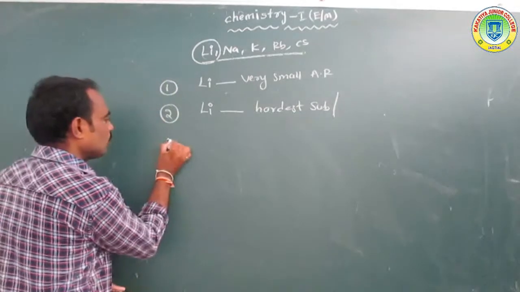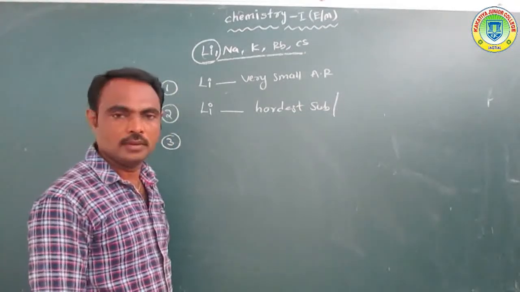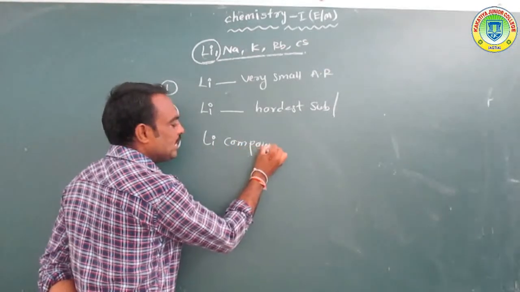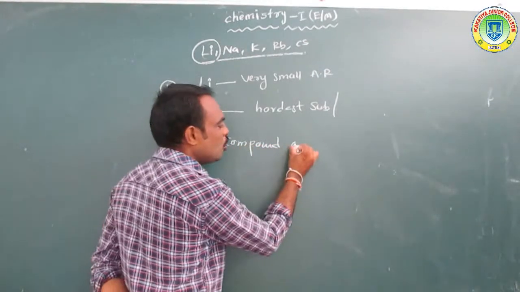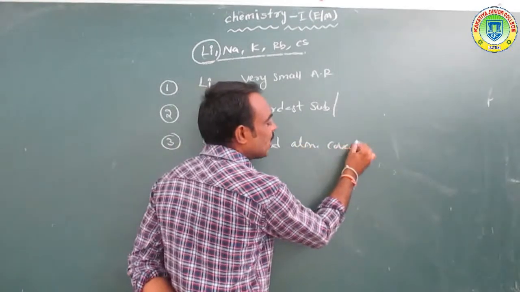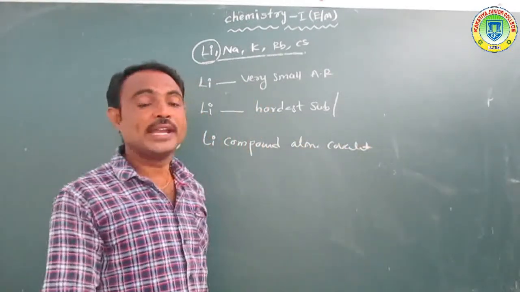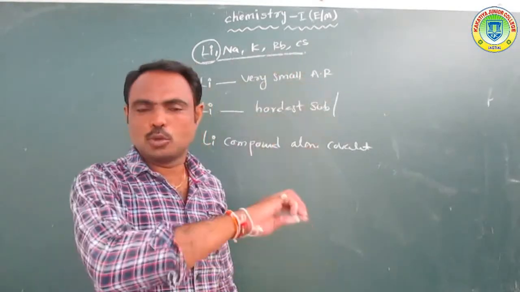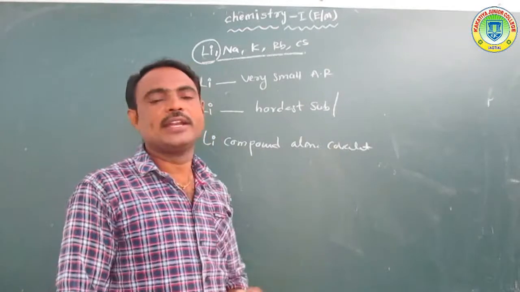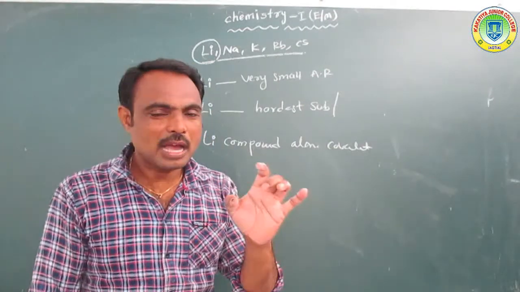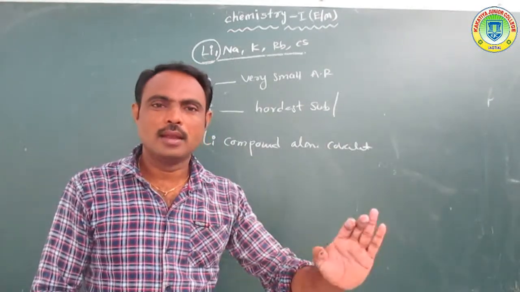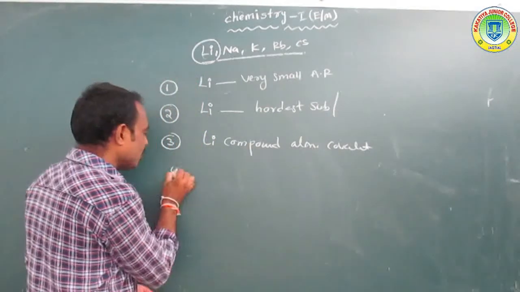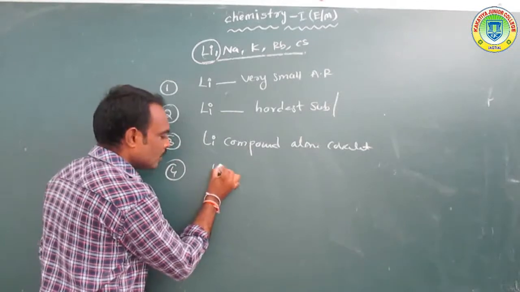Next, the third one: lithium compounds are almost covalent compounds, but the remaining compounds are not covalent. Lithium compounds are almost totally covalent.